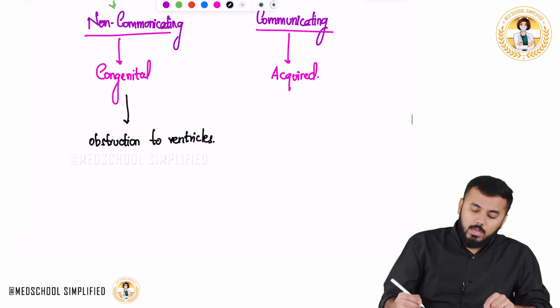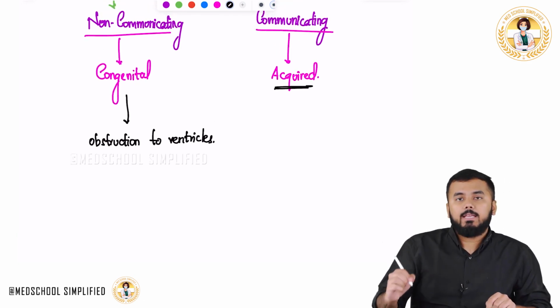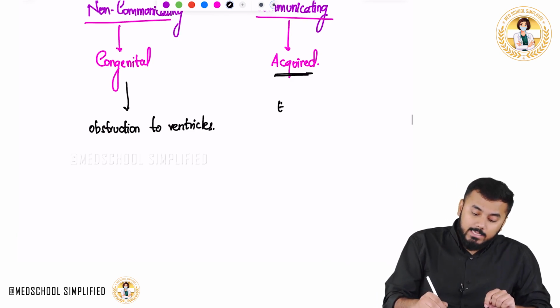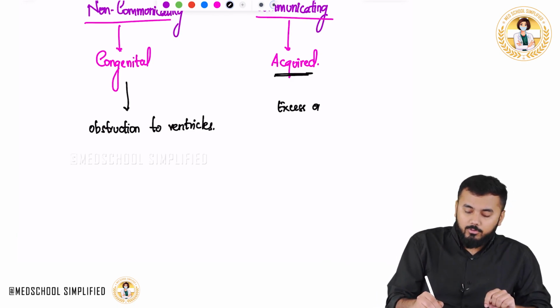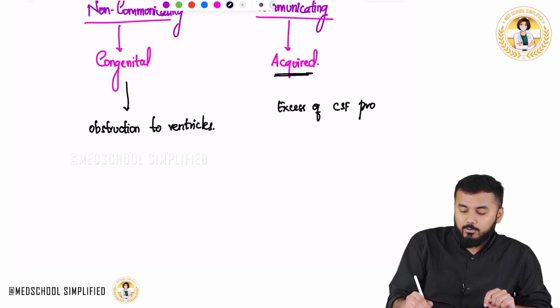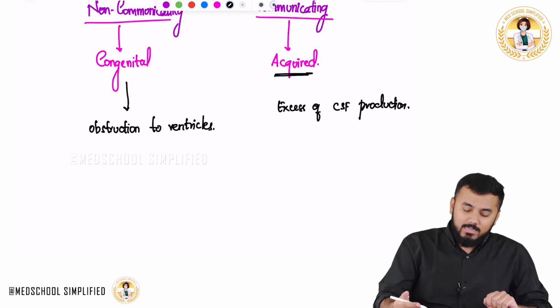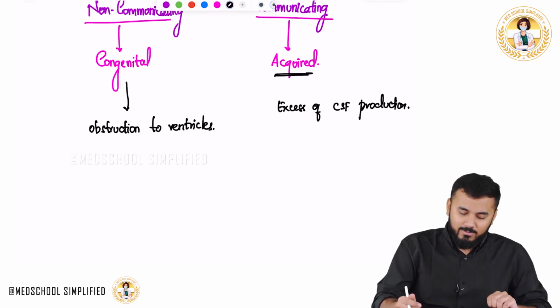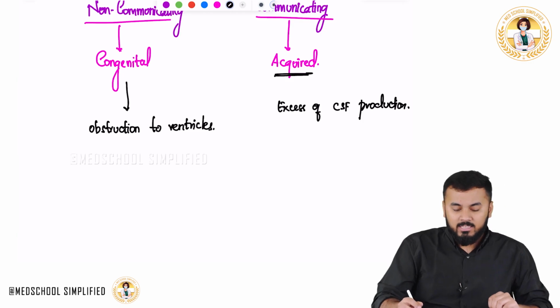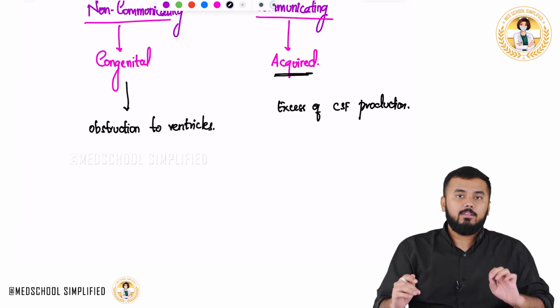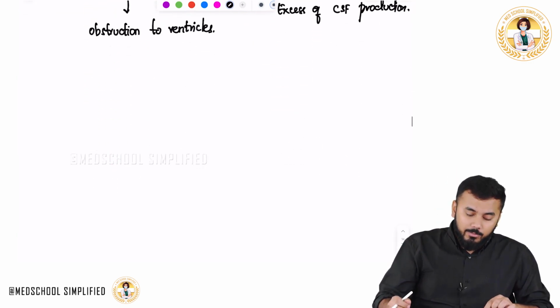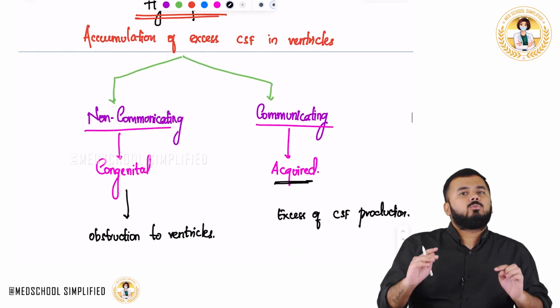Now when you come across communicating hydrocephalus, there is excess amount of CSF production. Excess of what? CSF production. What do you mean by CSF? CSF is nothing but cerebrospinal fluid. So there are two important things, excess production and obstruction. So very easy to understand here, guys.